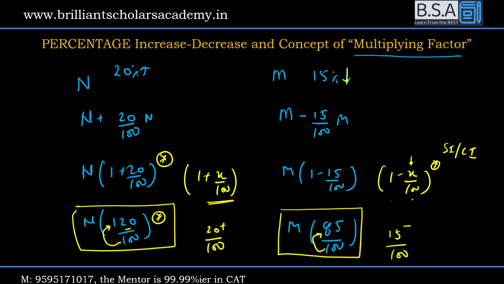Multiplying factor approach. So 120 upon 100 is the increase factor. 85 upon 100 is the decrease factor. How much decrease? 15%. More on 100 is increase, less on 100 is decrease.